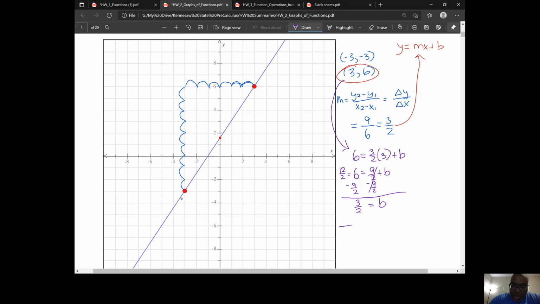So that means that our equation is y is equal to 3/2 x plus 3 over 2. That is how we get that. Believe it or not, this is the easiest way.